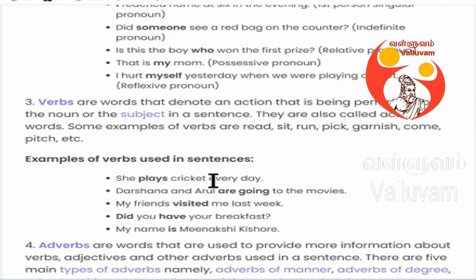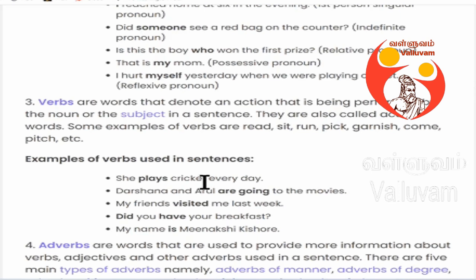Yes, sir. He plays cricket every day. Dashina and Arul are going to the movies. Are going is a verb. Visited is a verb, and so on. Or did you have your breakfast? Have is a verb. And what is a pronoun?